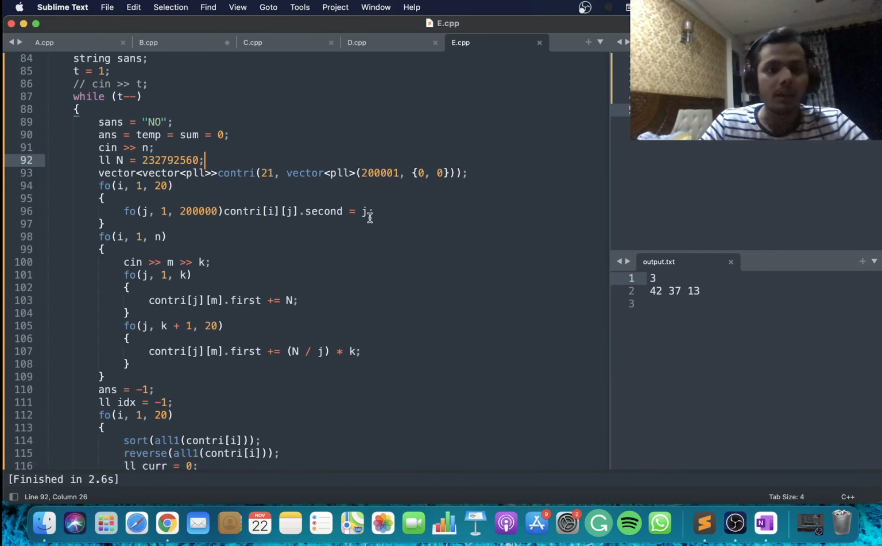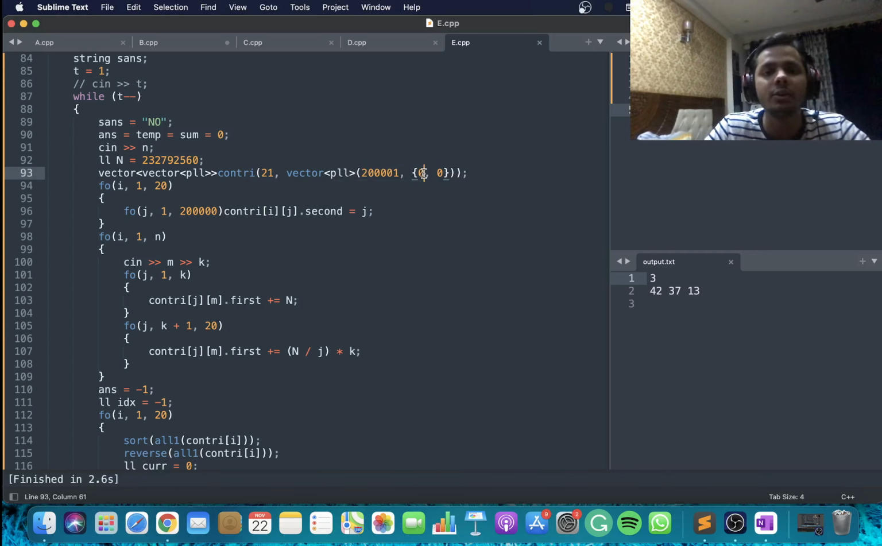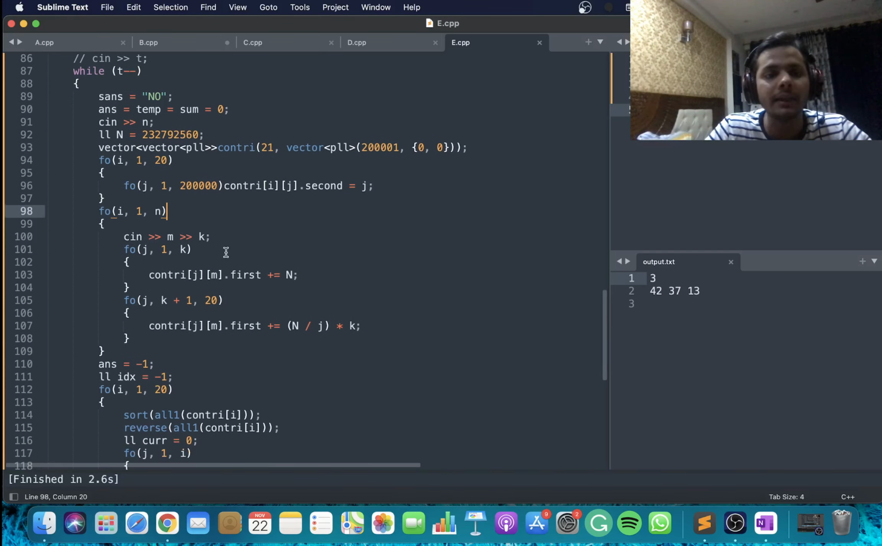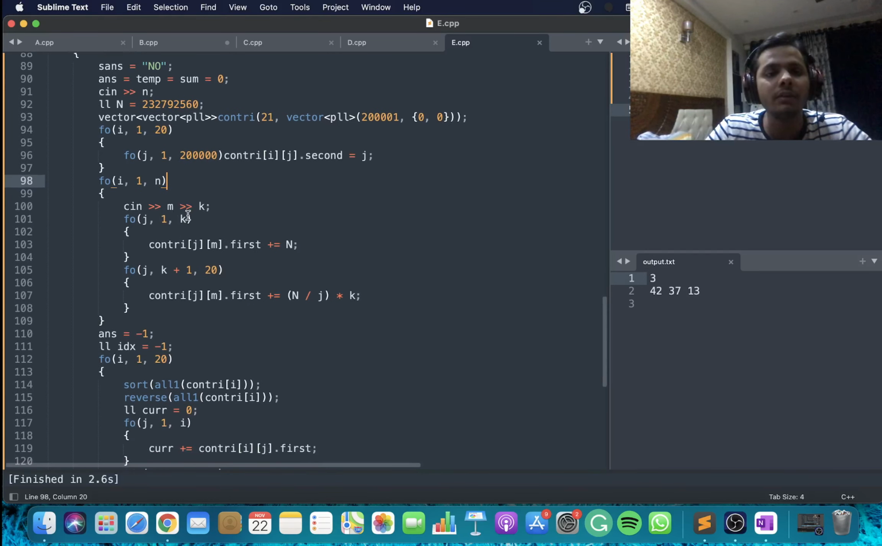Okay, so first of all, my contrary array is a 2D array of pairs, where contrary of ij dot first is storing the contribution, and contrary of ij dot second is just equal to j. That will come in handy for me to restore the answer later. So this is just that, and now I'm taking in the input of m and k for each value of n. And then what I do is, for all the values of days which are less than or equal to k, contrary of j comma m, that is the contribution if I pick j pinned messages, and the contribution of the message m has to be increased by 1, right?